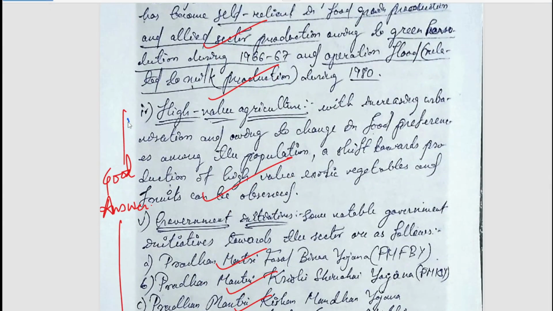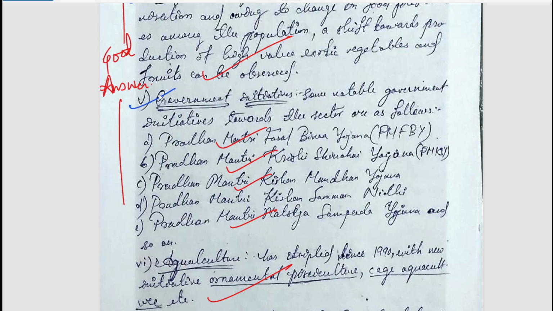High value agriculture we are doing, we are focusing on precision agriculture and other things. There are various government initiatives which have been started to enhance agriculture, such as Pradhan Mantri Fasal Bima Yojana, Krishi Sinchai Yojana, Kisan Mandhan Yojana.